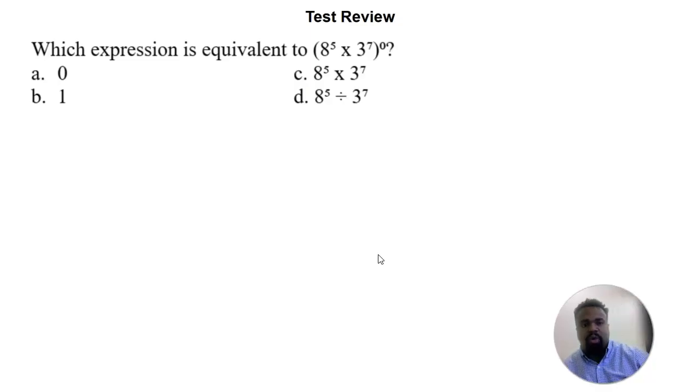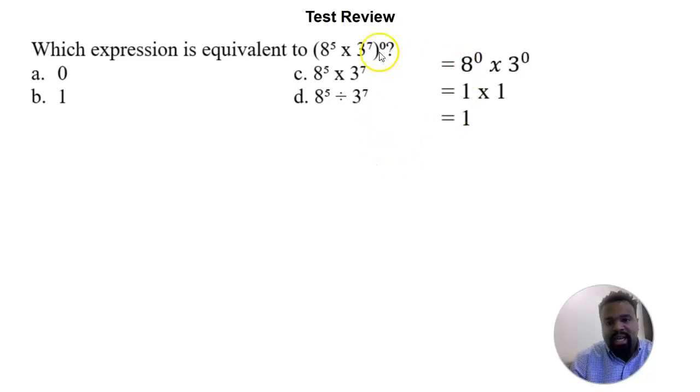All right, let's look at this question. Which expression is equivalent to 8 to the 5th times 3 to the 7th, raised to the 0? This is power of a product, sorry. So you're going to take that outside exponent 0 and raise it to each term inside of your parentheses.